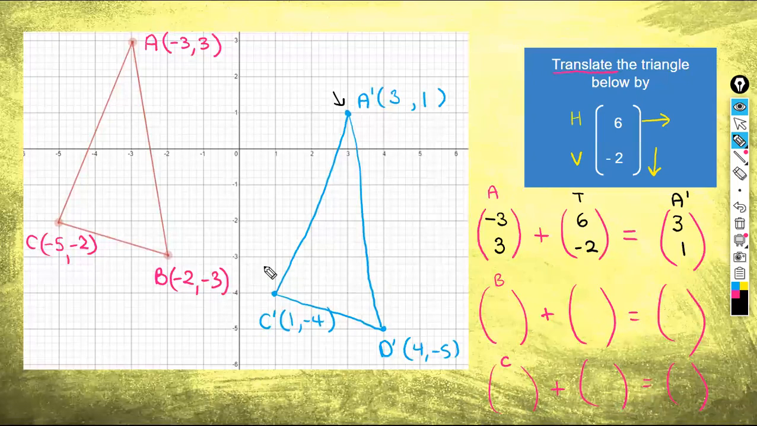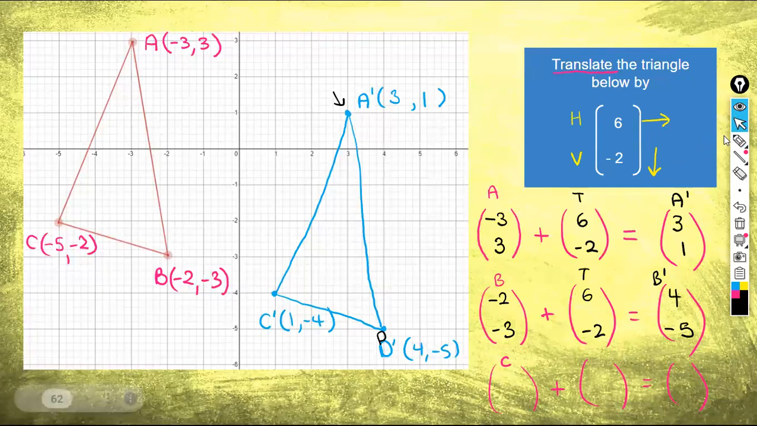And I could do the same thing for point B. Isn't point B right now minus 2, minus 3? If I take point B and apply the same translation, which is 6, minus 2: minus 2 plus 6 is 4. Minus 3 plus minus 2. Remember, when a plus and a minus meet, you get a minus. Minus 3 minus 2 is minus 5. Look at it. We got the same value. So it's supposed to be B prime here, right? 4, minus 5. Same exact value.